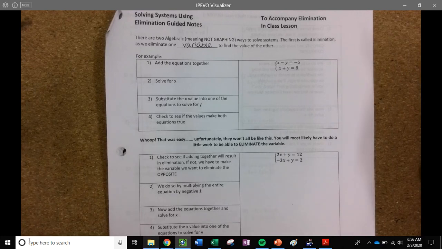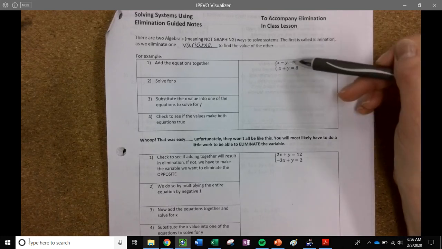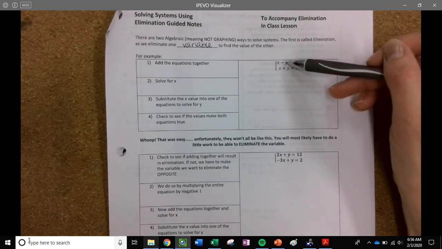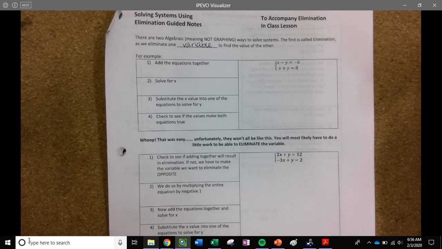In order for elimination to work, you need to identify one set of the variables, either the x's or the y's, and they need to have the same coefficient with opposite signs. In this case, my y's each have a 1 as their coefficient. One is negative and one is positive. So this will work out great.